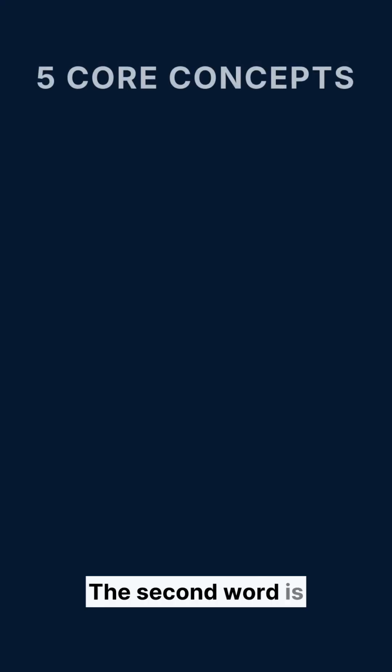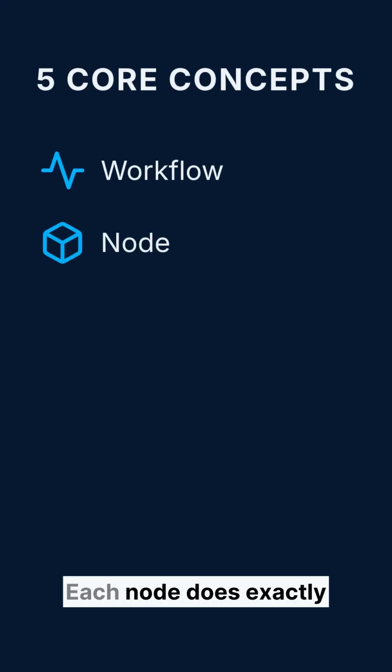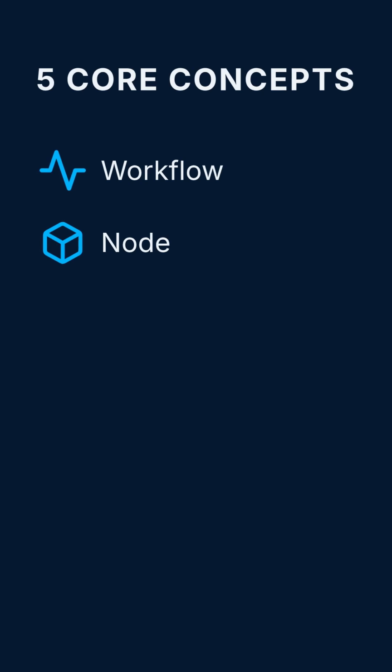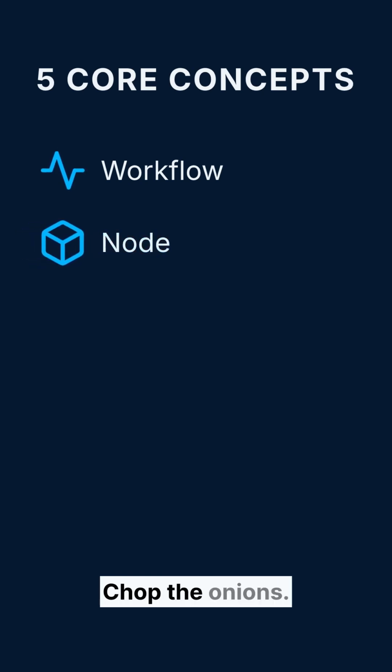The second word is node. A node is a single step in your workflow. Each node does exactly one job. It either pulls data in, transforms it, or sends it somewhere. If a workflow is a recipe, a node is one instruction. Chop the onions, heat the pan, each one passes the result to the next.